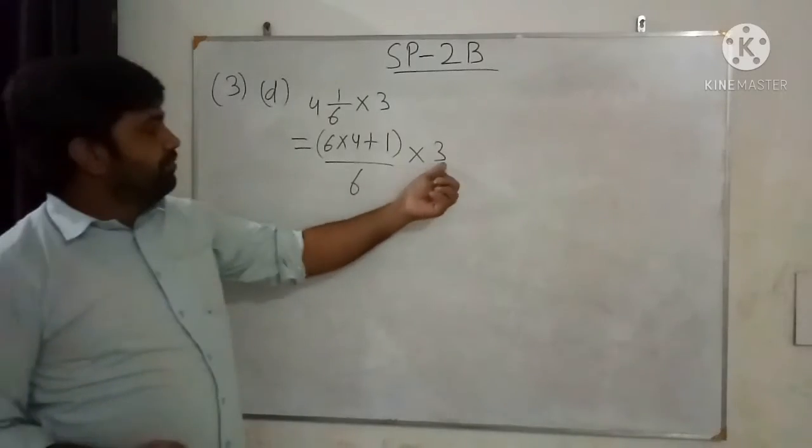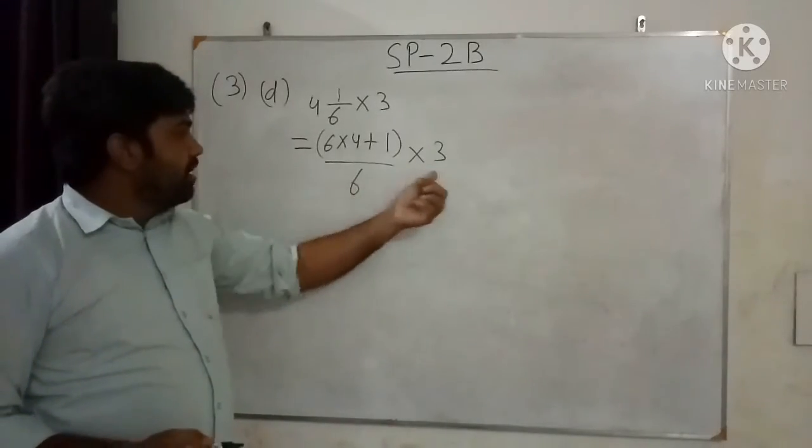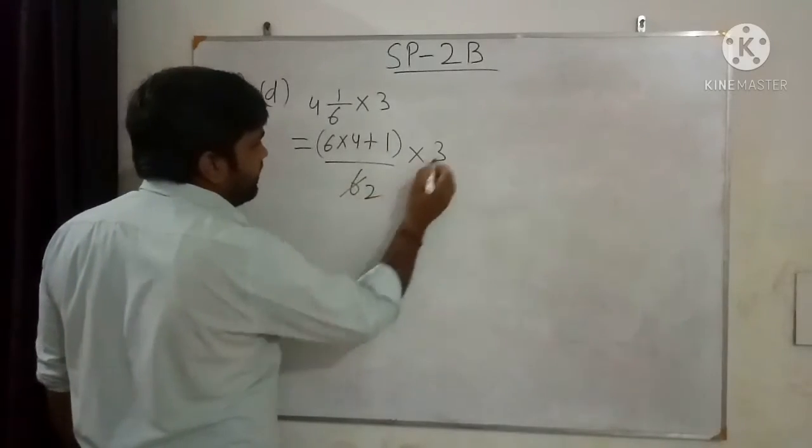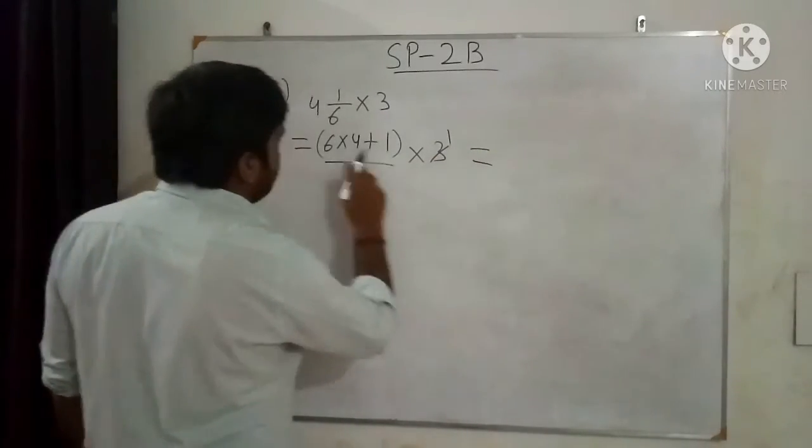Now these two, 3 and 6, have a common factor 3. Both numbers 6 and 3 are divisible by 3. 3 2s are 6, 3 1s are 3. Now what did we get here? 6 4s are 24.